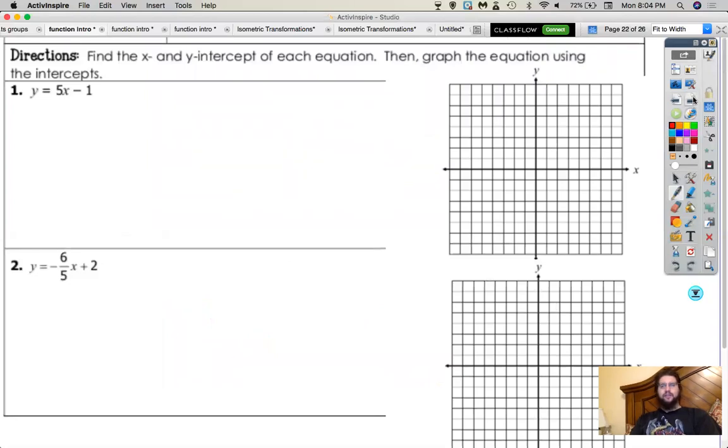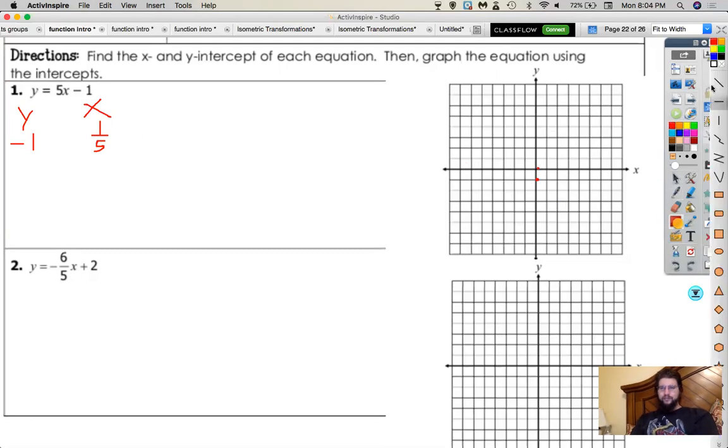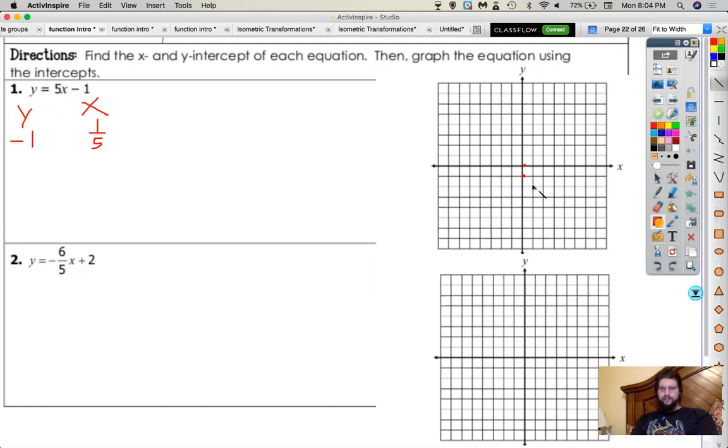So find the x and y-intercept for each equation in the graph using the intercepts. So y-intercept, -1. X-intercept, well, I got to add 1 to both sides and divide by 5, so that's 1/5. That's terrible. Why would they want us to do it this way? I don't know. We can. Y-intercept is -1. X-intercept is 1/5, which is like right there. And you just graph it. So something like that.